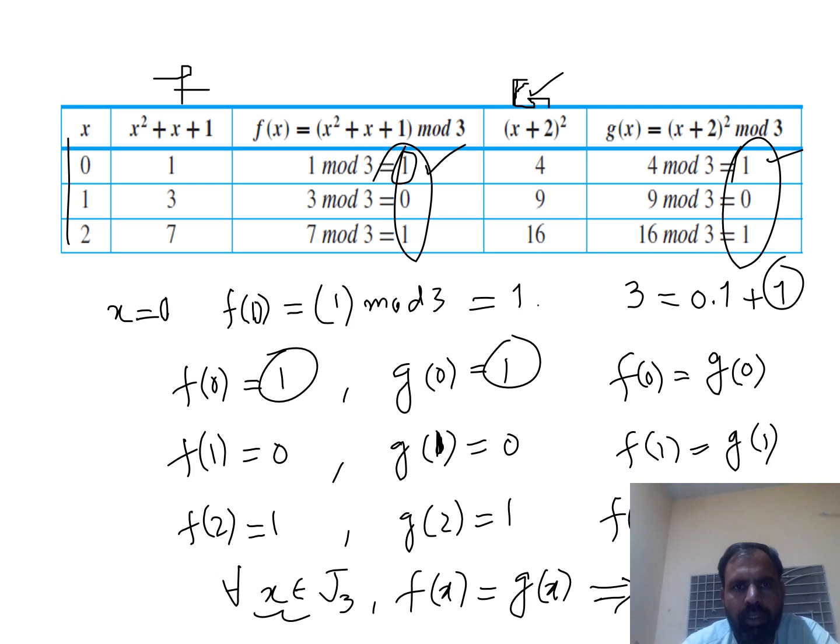And if we put x equal to 2, then this gives 7. 7 mod 3 is also equal to 1, and this will become 16. 16 mod 3 gives 1. So we can check that the answers of f and g are the same. So f of x is equal to g of x. I have already solved this example in this slide.